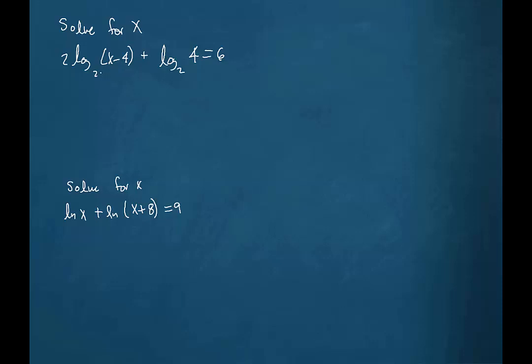Again, we are to solve for x, and we notice that we're going to have a problem here because we have 2 logs and then something else over here on the right side of the equation. We have the same thing in this next problem.